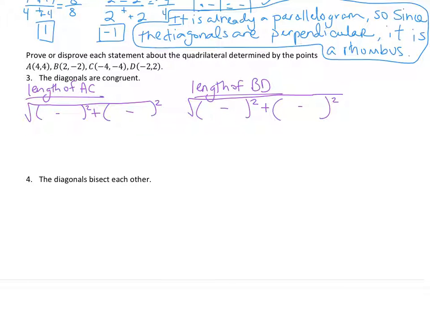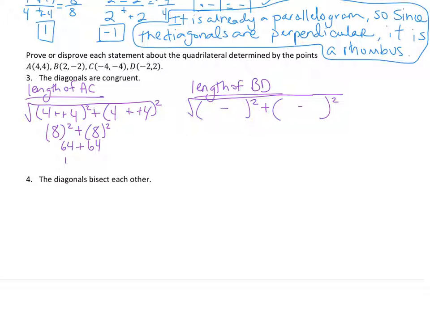To get ready for that, I set up my distance formula, and we need to subtract our x's first for A and C, so that would be a 4 and a negative 4. Next, we subtract our y values, and that would be 4 and a negative 4 again. So when we reduce the inside part, we get an 8 squared plus another 8 squared, so we get 64 plus 64.